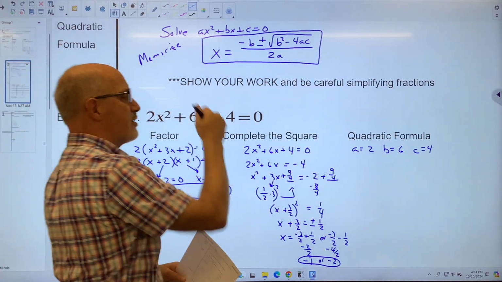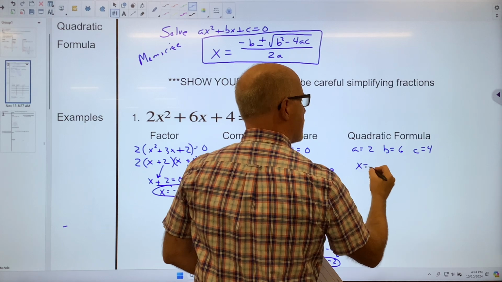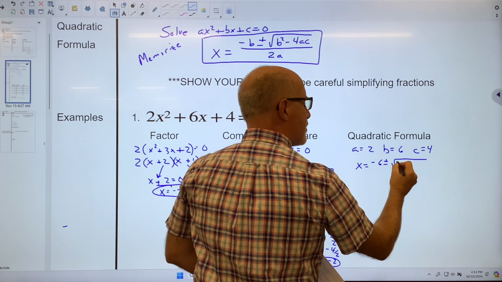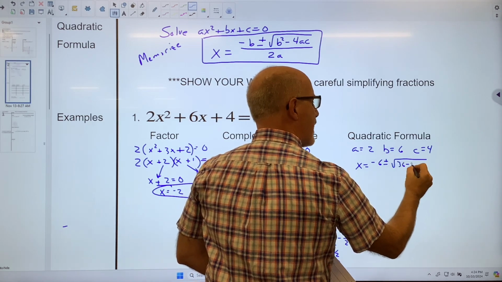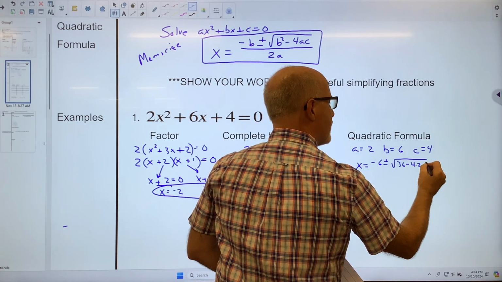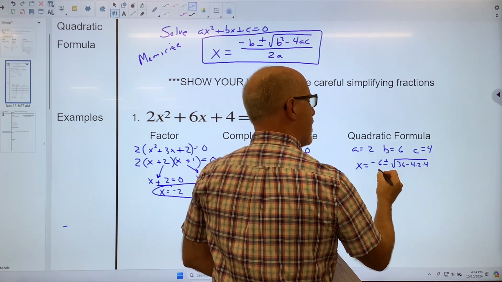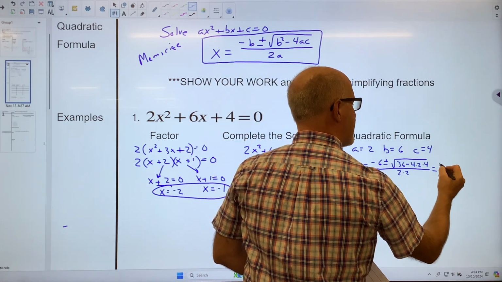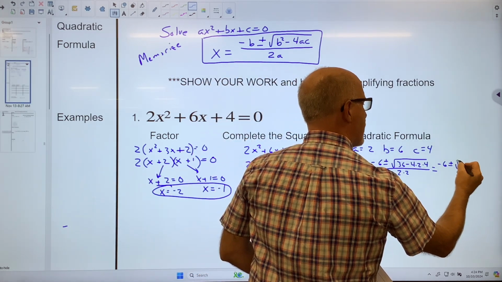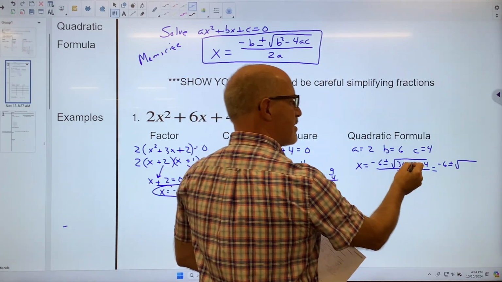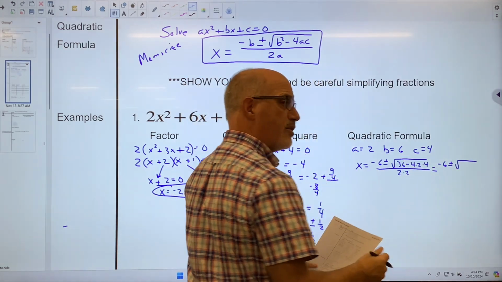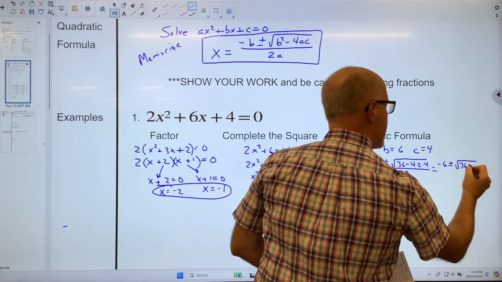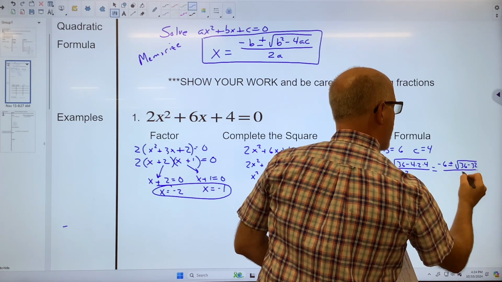For these two, ax squared plus bx plus c. Now we're going to substitute that into the quadratic formula. So you get x equal to the opposite of b, plus or minus the square root of b squared, which is 36, minus 4 times 2 times 4, 4ac, all over 2 times a, 2 times 2. So that's going to give us negative 6 plus or minus the square root of 36 minus, 8 times 4 is 32, all over 4.